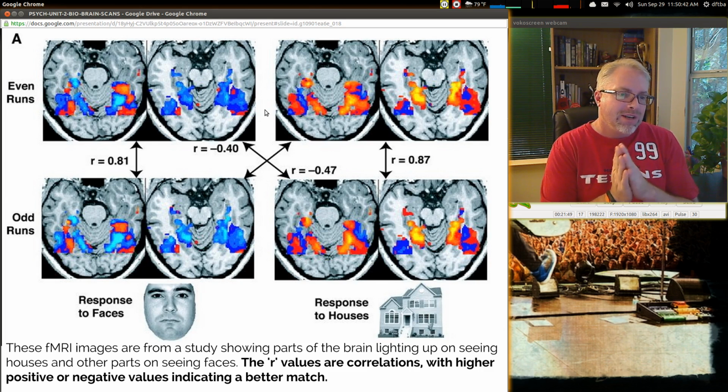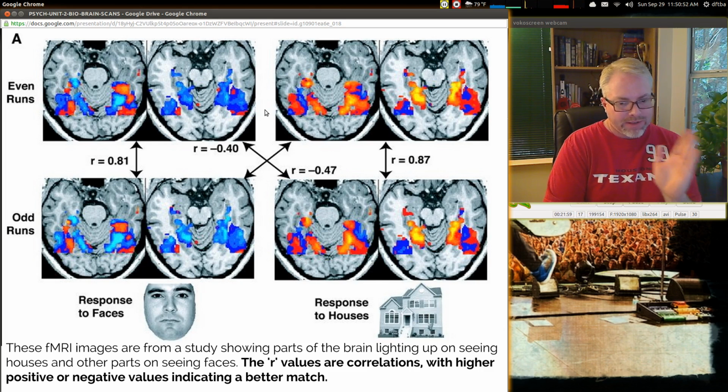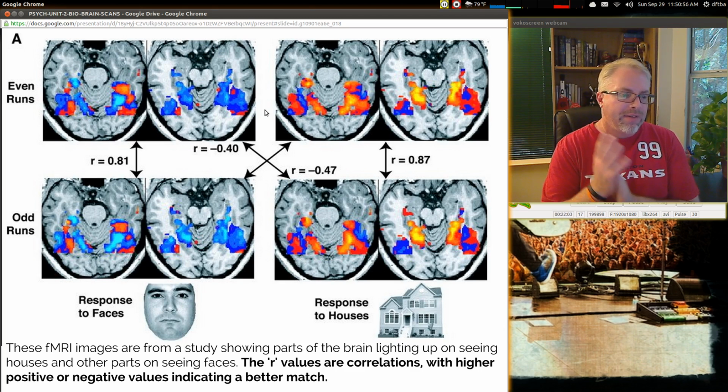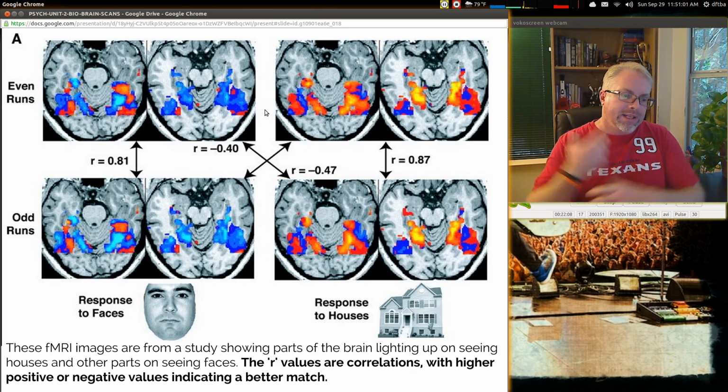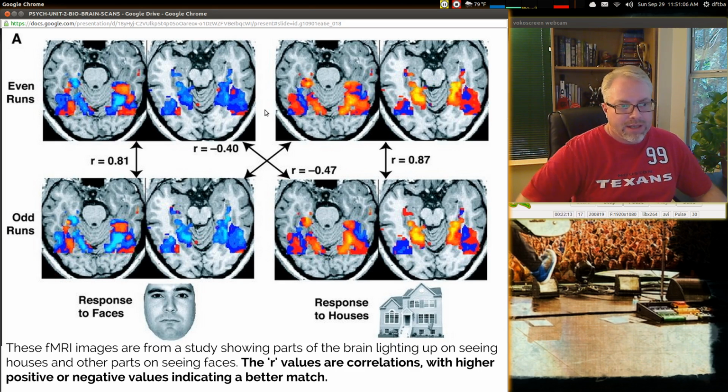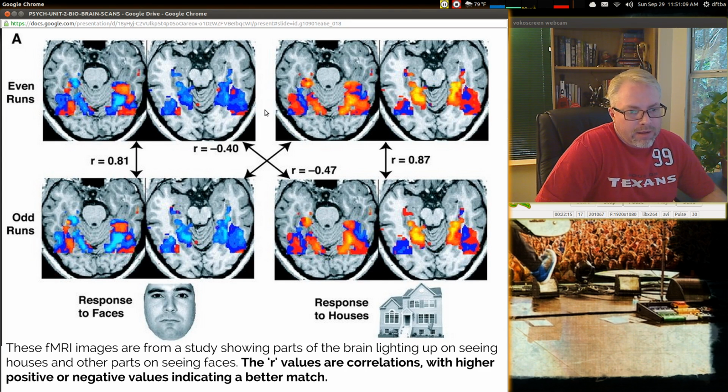And here are the images here, and we discussed this a little bit in class, but this is really good. If I explain it to you, hopefully you'll understand what I'm saying here. Response to faces is on the left side, and on the right side is the response to houses. The fMRI images are from a study showing the parts of the brain lighting up when they see houses, and other parts light up when they're seeing faces. You may look at that mess on the screen and think, it looks like pretty much the same thing. But the computer can determine if they're correlated, if they're matches.